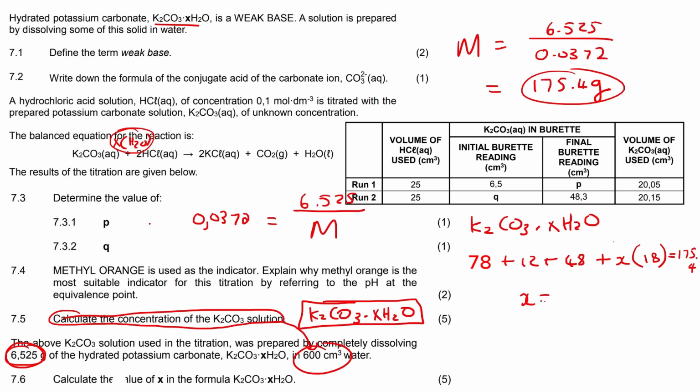And if you do this correctly, you should get 1.97. But then remember that x, when it's in a formula here, has to be a whole number. So because this is very close to the number 2, you round it up to 2, and so x is 2.